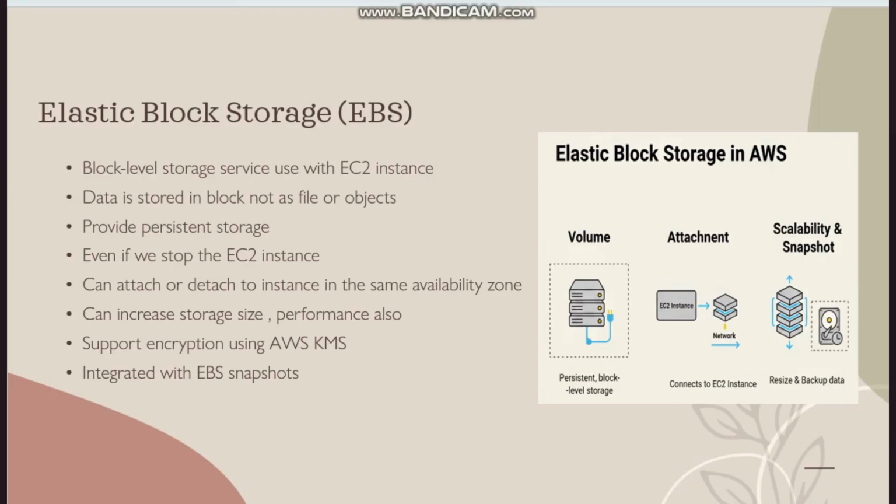It provides persistent data storage, which means the data are permanently stored even if we stop the EC2 instance. We can attach or detach the EBS to the instance only if the instance and the EBS are present in the same availability zone, and we can increase the storage size and performance of the EBS also. It supports encryption by using the AWS Key Management Service, and it is integrated with snapshots for backup purposes.